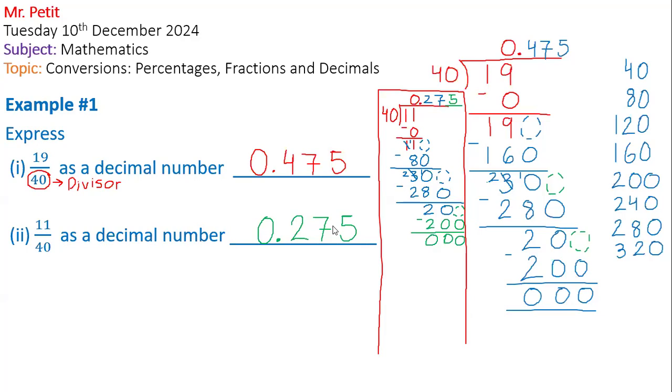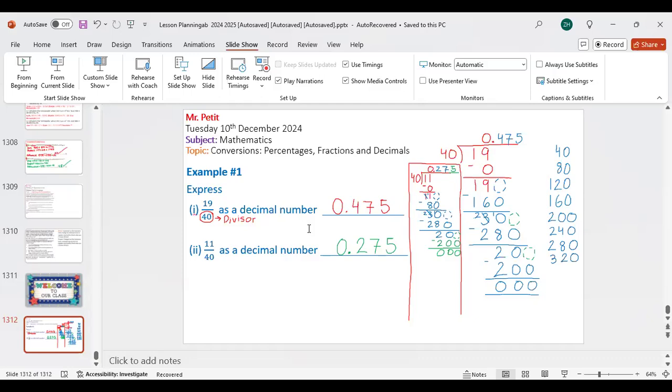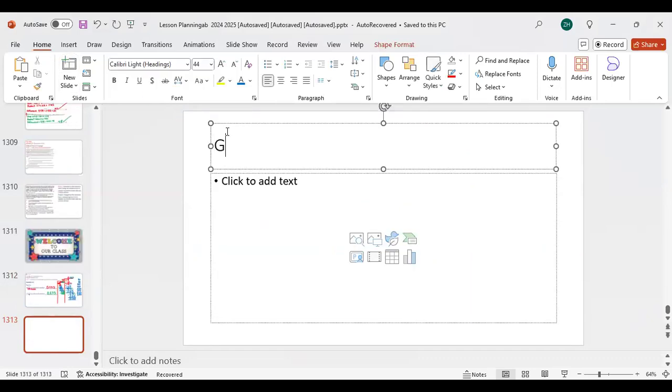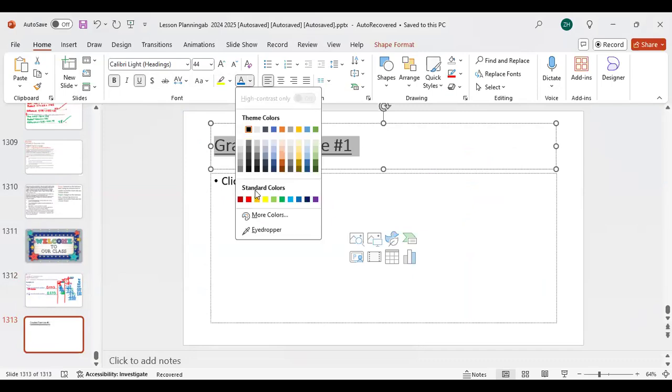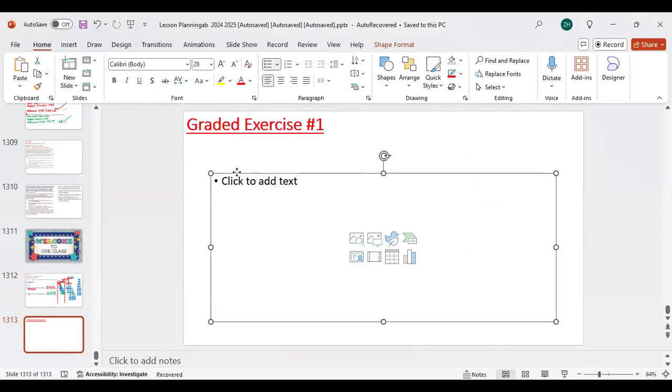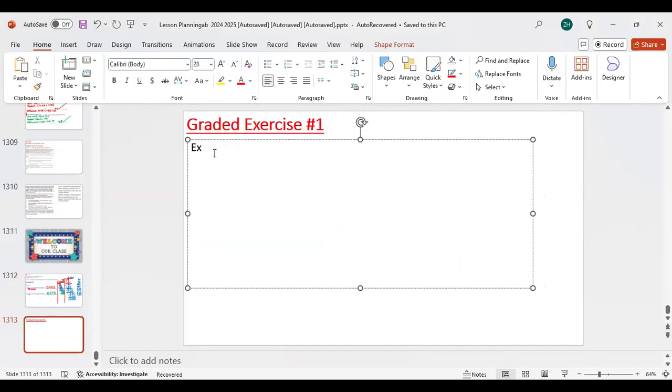I'm going to give you a few of these to do on your own. So this is just fractions to decimals. None are difficult. So, graded exercise. Number 1. I'm going to have you convert these fractions into decimals. Express the following fractions as decimals.